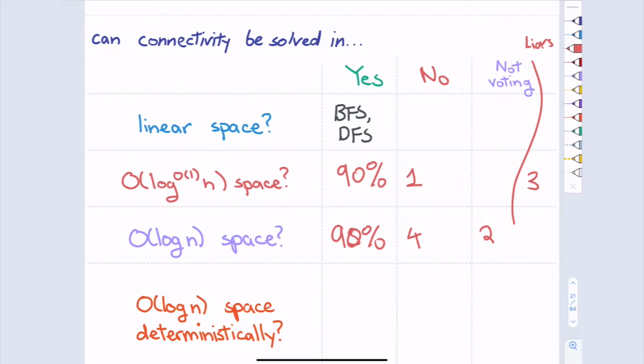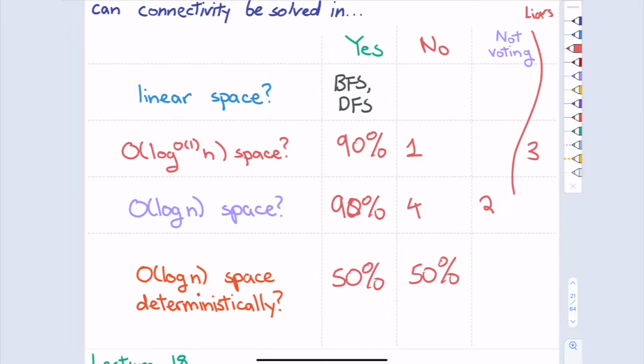Who thinks yes? Okay, now it's down to like 50%. Who thinks no? About 50%. Okay. So the answer to this question is also yes, and this will be maybe like 2 weeks from now. And that's only a result that's less than 20 years old. So that's a pretty major breakthrough. Okay. All right.